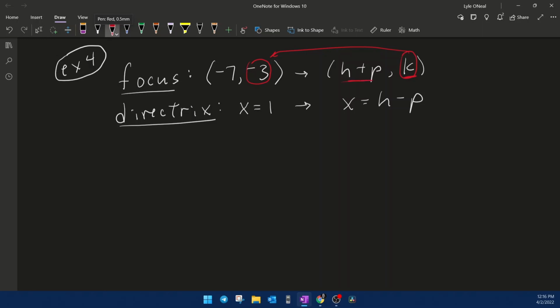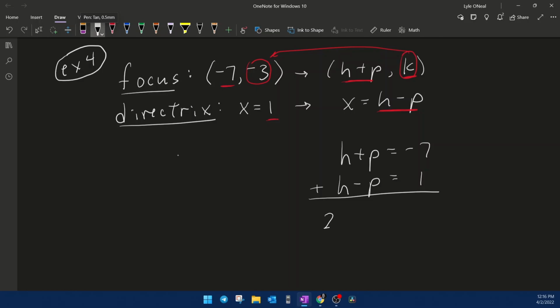Next, notice that h plus p should correspond to a value of negative 7, and h minus p should correspond to a value of 1. So we're going to use our knowledge of solving systems of linear equations to find h and p. To set up our first equation, we know that h plus p has to be negative 7, and we know that h minus p has to be 1. And we're going to be able to use the addition method to solve for h.